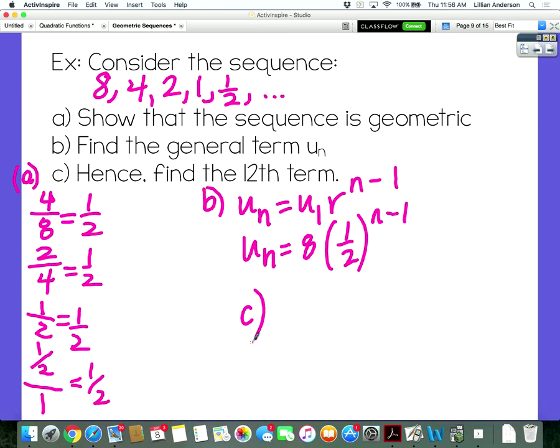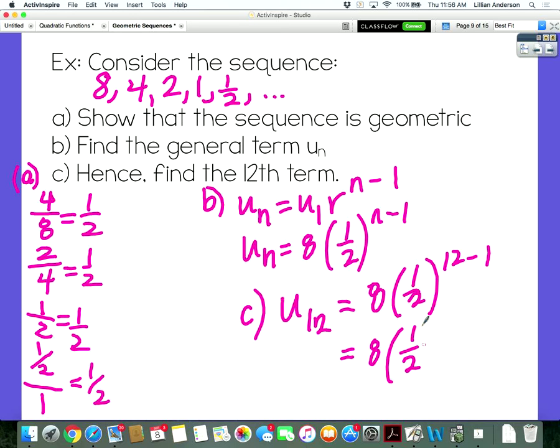It says hence. Hence means use what you just found to solve for the 12th term. Where are you going to plug in 12? You sub in 12 for n. Nice and simple. We definitely have to go to our calculator for this, unless you guys know what 1/2 to the 11th power is.